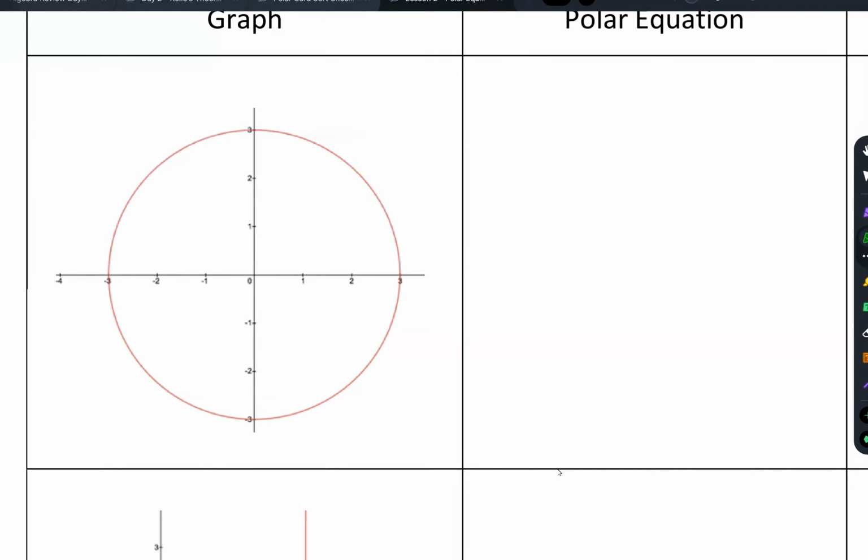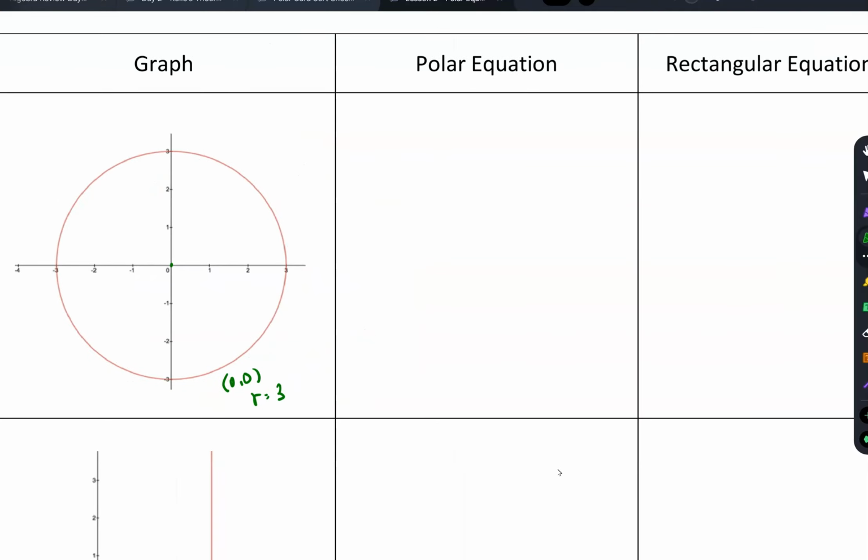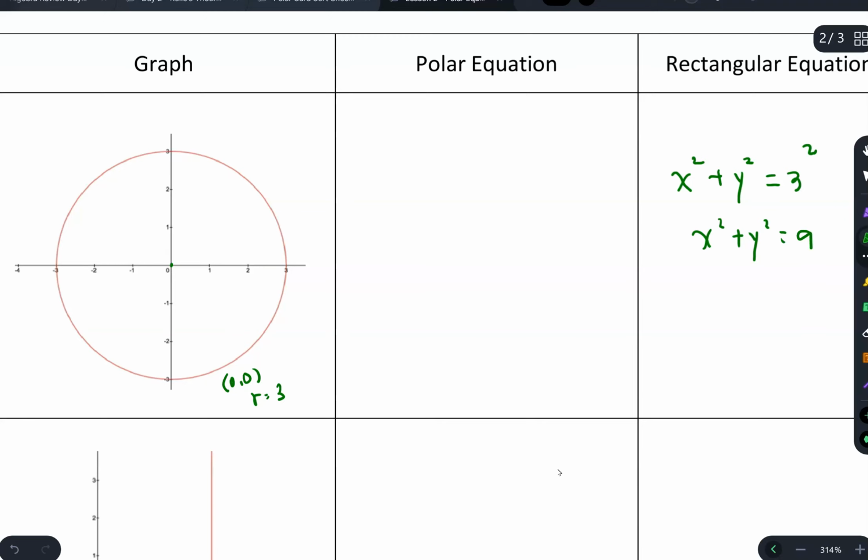The center is at 0, 0, right? So the center is at 0, 0, and the radius here is going to be 1, 2, 3. It's going to be 3. So that will be very easy to write a rectangular equation. My rectangular equation is going to be x squared plus y squared equals 3 squared. So my rectangular equation is x squared plus y squared is equal to 9.